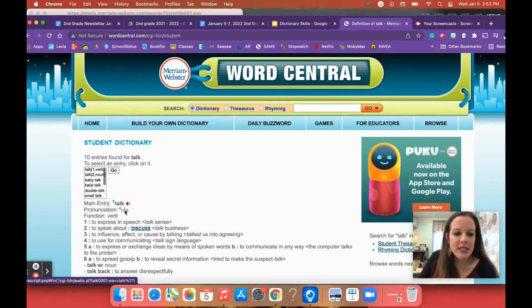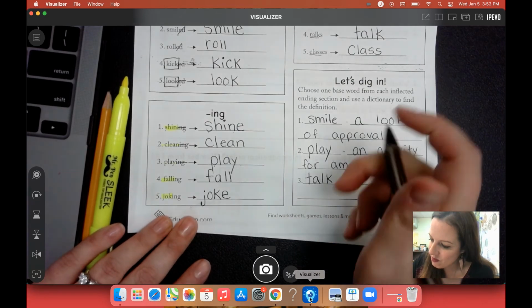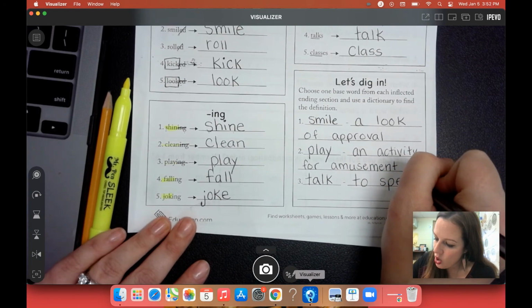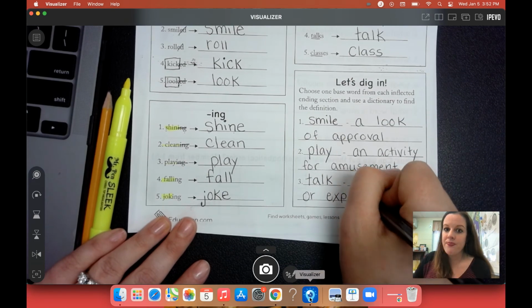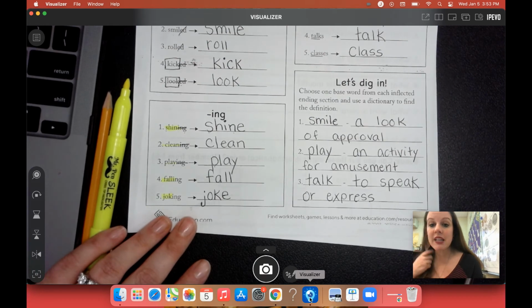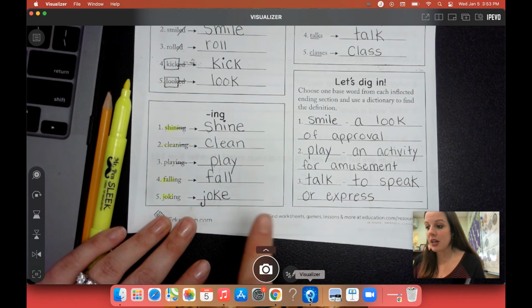There it is. It tells me how to say it, how to pronounce it. Talk. Talk. And it tells me that it's a verb. It can be used in different ways. To speak about or to express in speech. Let's go back. To speak or express. Miss Morris had to shorten it for you a little bit. Combine those two definitions because we didn't have a whole lot of space. But I was able to tell the definition.